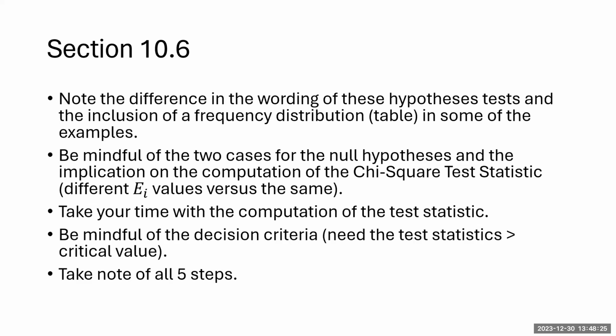All right, so recap on section 10.6. Do note the difference in the wording for these hypothesis tests, and certainly the inclusion of a frequency distribution table in some of the examples. Also be mindful of the two cases for the null hypothesis and the implication on the computation, in other words, looking at and comparing the two hypothesis tests that we've done so far. Do make sure you take your time with the computation of the test statistic. It might be better to use the chart method if you don't want to list out all those fractions separately. And certainly be mindful of the decision criteria. We need that test statistic to be more than the critical value. And do take note of all 5 of those steps.